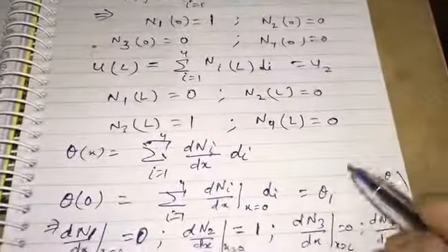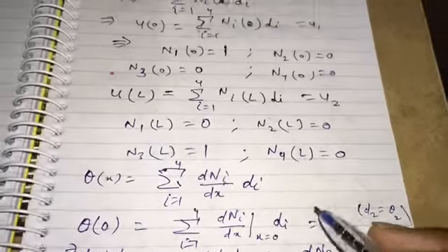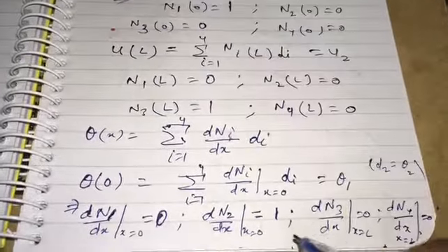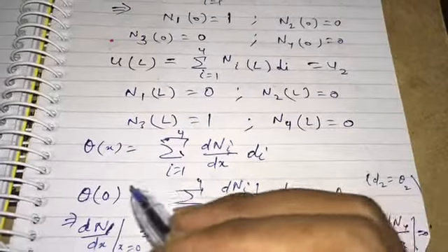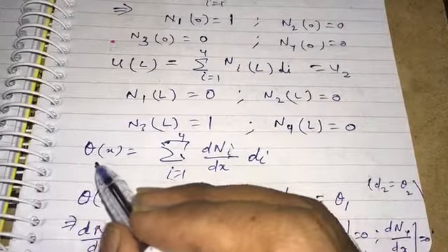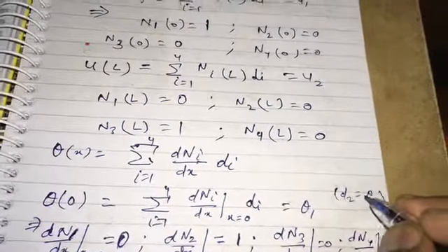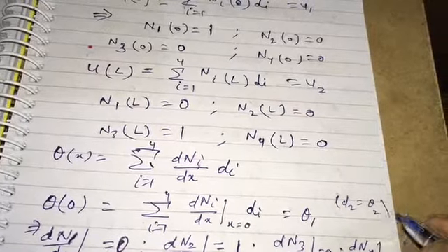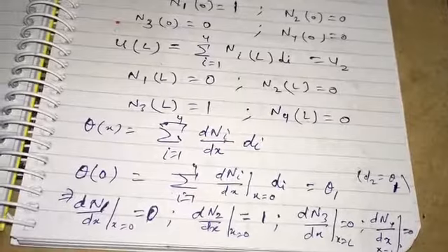Also here, while writing down the equation for the theta x, by mistake I wrote d2 equal to theta 2. Actually d2 has to be equal to theta 1. Okay, so this correction, please note.